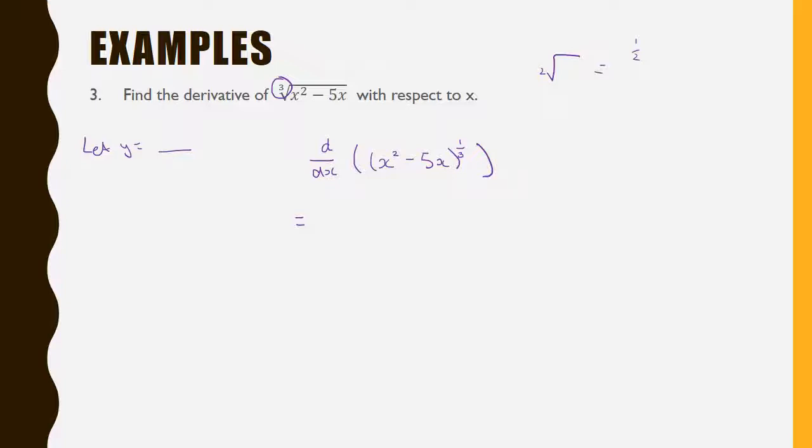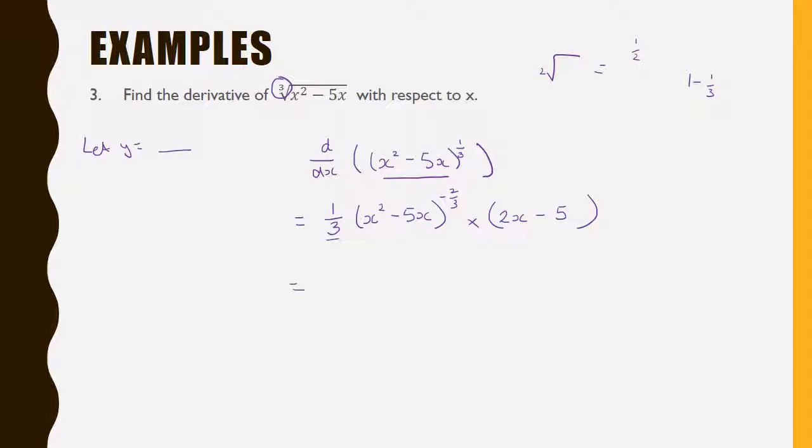Let's differentiate using the shortcut. So the outside function, I multiply by the power. I'm keeping the inside function the same because this is the outer derivative I'm doing right now. So I multiply by the power to give me 1/3. I subtract 1 from the power. So I'm doing 1/3 minus 1, which gives me negative 2/3. And then I multiply by the inside derivative. The inside derivative, I differentiate this part here. Derivative of x squared is 2x, and the derivative of 5x is 5.